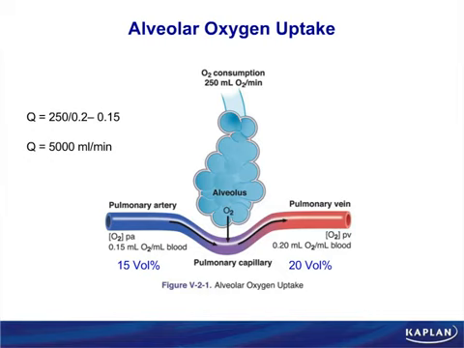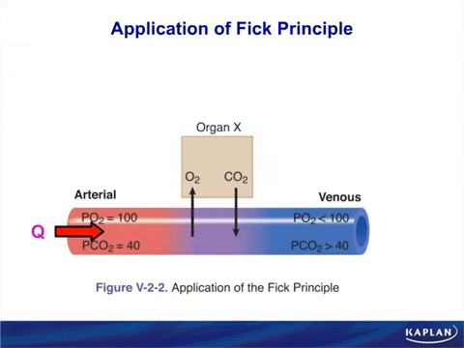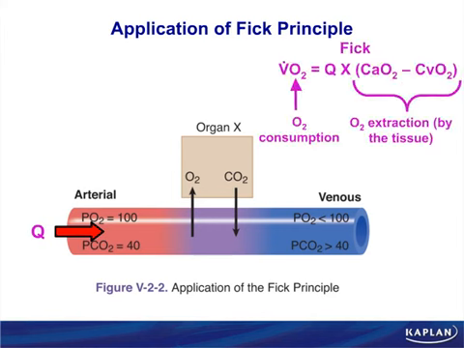So make sure you do the conversion when doing this calculation. Now the Fick principle can also be used without even doing a calculation. I'm going to bring the Fick principle back in. Remember, we rearranged the original equation to say oxygen consumption equals the flow times the AVO2 difference, oxygen extraction. So oxygen consumption is determined by the flow times the extraction. That's what the Fick principle tells us.